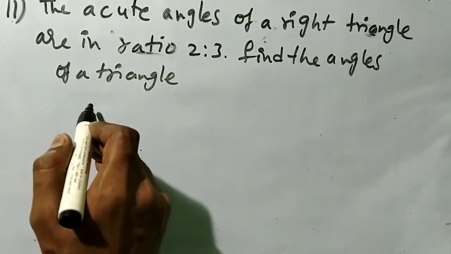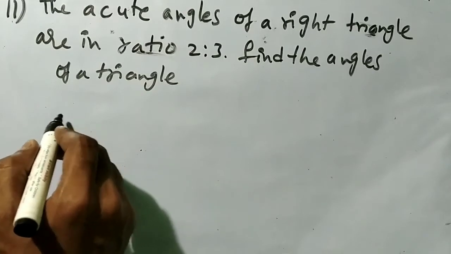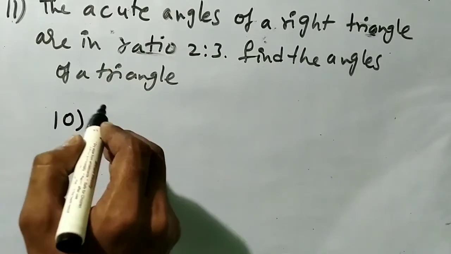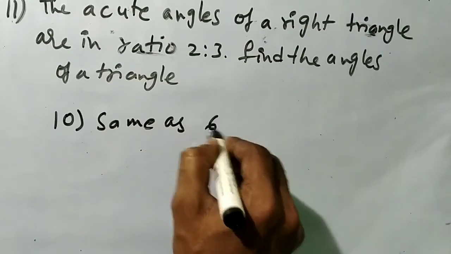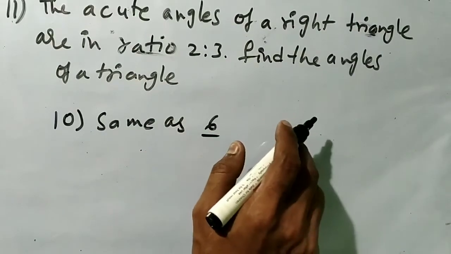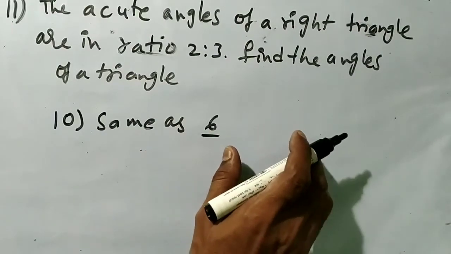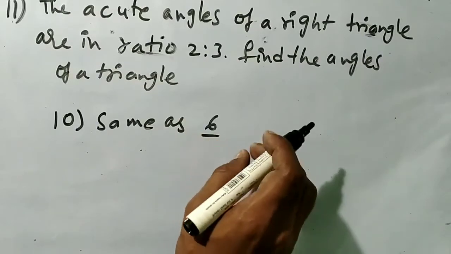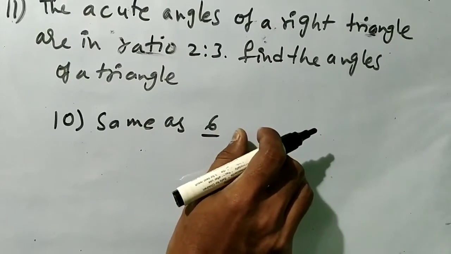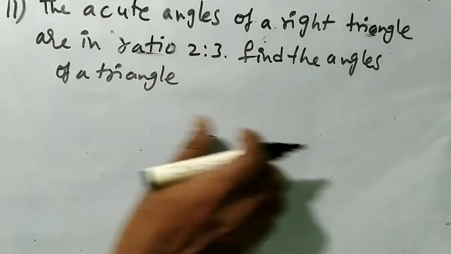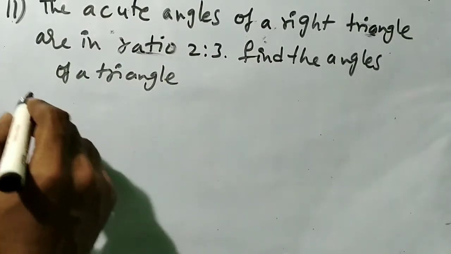Here this one, the 11th one. I have skipped the 10th one because the 10th one is exactly the same as the 6th one, but the numbers are different. They have given the same ratio, same problem, just numbers are different. You can do the 10th one by following the 6th one. So skipping the 10th one, we are going to the 11th one.